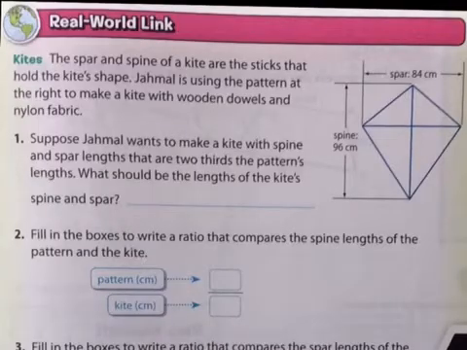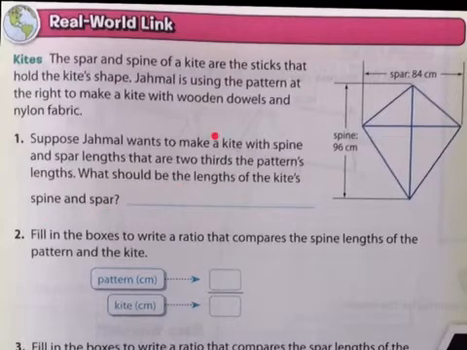Let's look at the real world link. The spar and spine of a kite are the sticks that hold the kite's shape, the cross that you see here. This cross, that's the spar and the spine. Jamal is using the pattern at the right to make a kite with wooden dowels and nylon fabric. Suppose Jamal wants to make a kite with spine and spar lengths that are 2/3 the pattern's length. What should be the length of the kite's spine and spar?